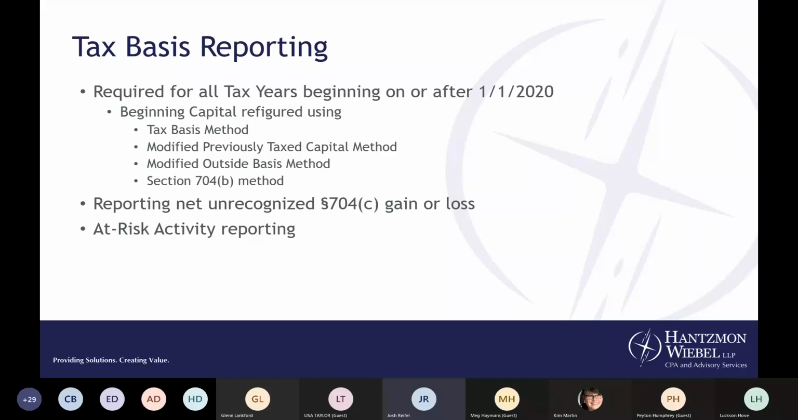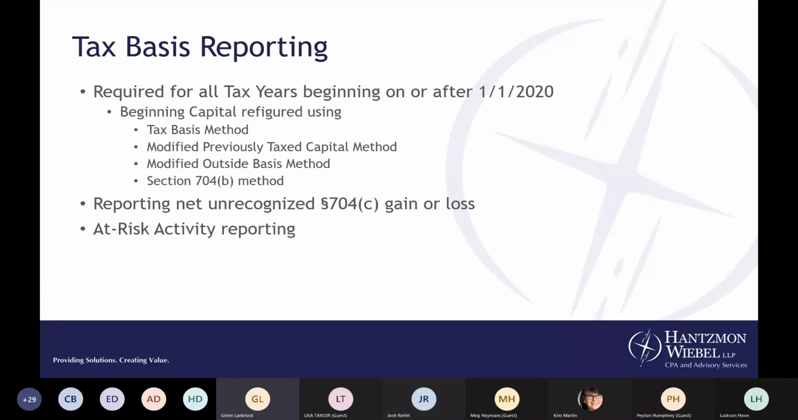So hopefully this is something that we've all been looking at throughout this year, that we know we're going to have to do. But there's definitely going to be some work that has to be done to get the beginning capital correct. So, Josh, one thing that's important also to realize is that tax basis capital and a partner's tax basis in their partnership interest are not necessarily the same thing.